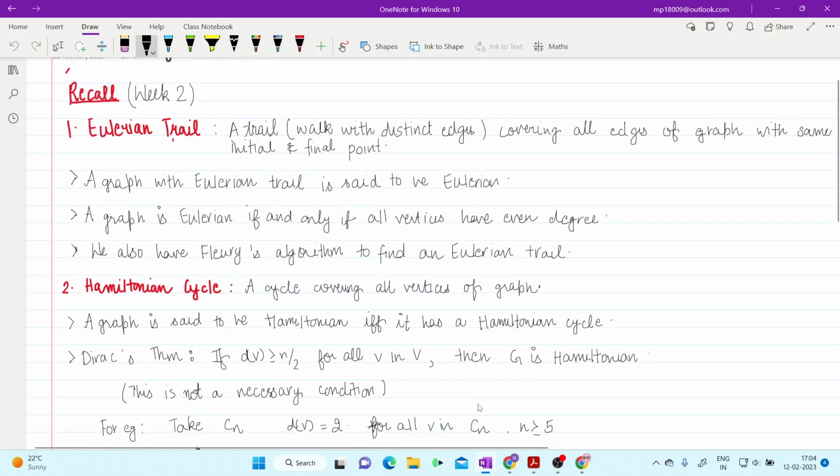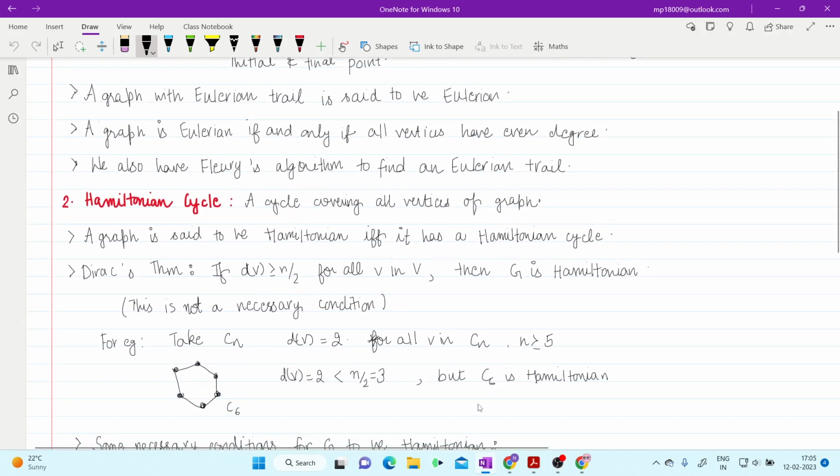After Eulerian trail, we looked at Hamiltonian cycle. A Hamiltonian cycle was a cycle covering all the vertices of the graph, and a graph is said to be Hamiltonian if and only if it has a Hamiltonian cycle. But the issue was, unlike Eulerian trail, there was no necessary and sufficient condition for a graph to be Hamiltonian. But we had some sufficient conditions. We had a sufficient condition by Dirac's theorem: if we have n vertices in a graph, and the degree of each vertex is greater than or equal to n by 2, then the graph has to be Hamiltonian.